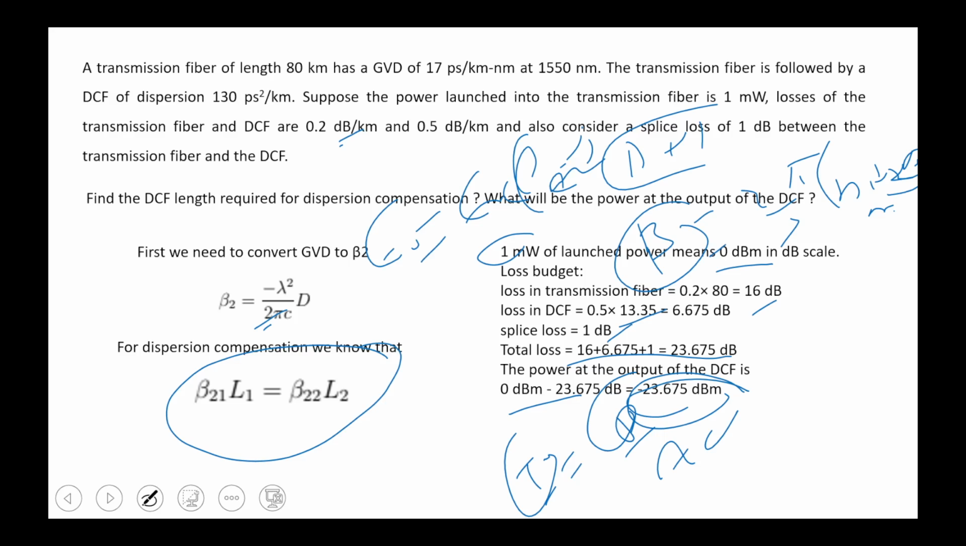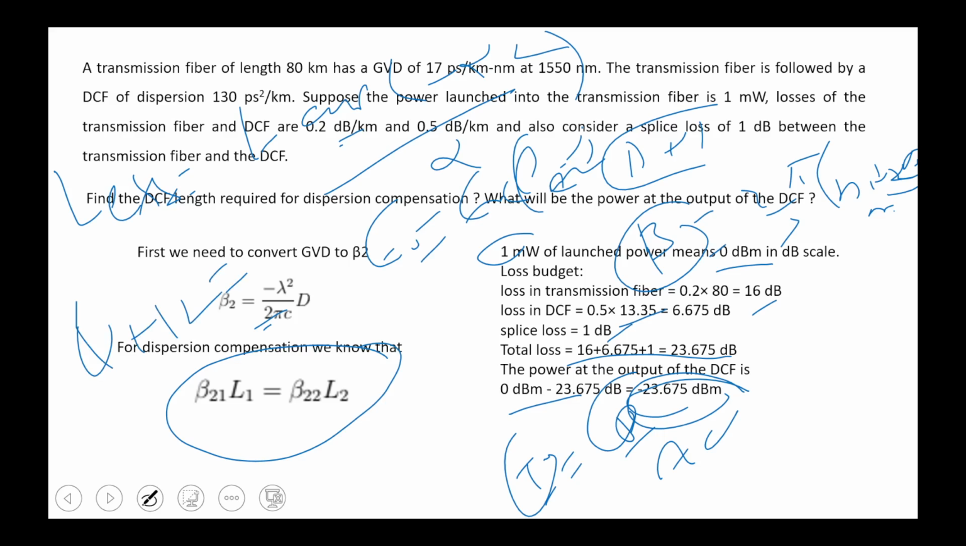So L effective is equal to 1 minus exponential of minus alpha L, upon alpha. So you have to take alpha, the attenuation constant, and the length, and calculate that. And one formula you have to use is that the nonlinear phase phi NL equals gamma P in into L effective. Gamma value is already given as 2 per watt per kilometer. So P in is given as 1 milliwatt in one case, and L effective you have already calculated.